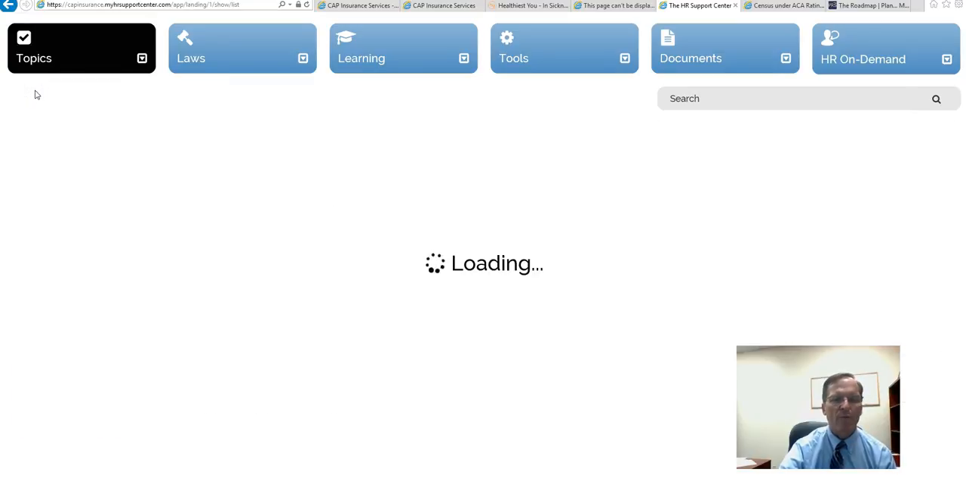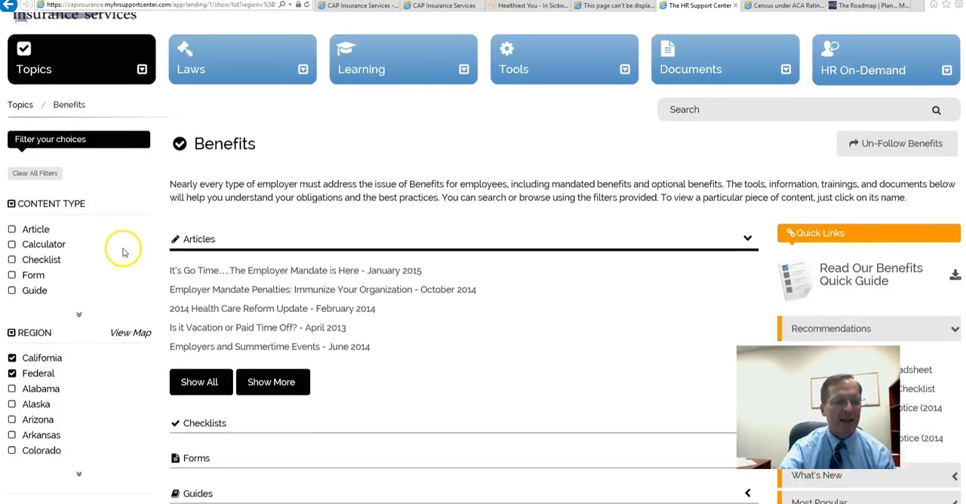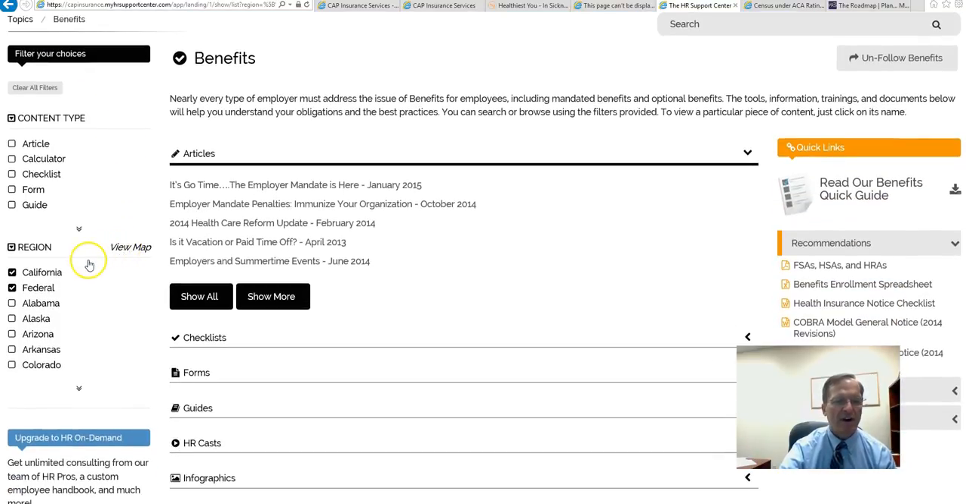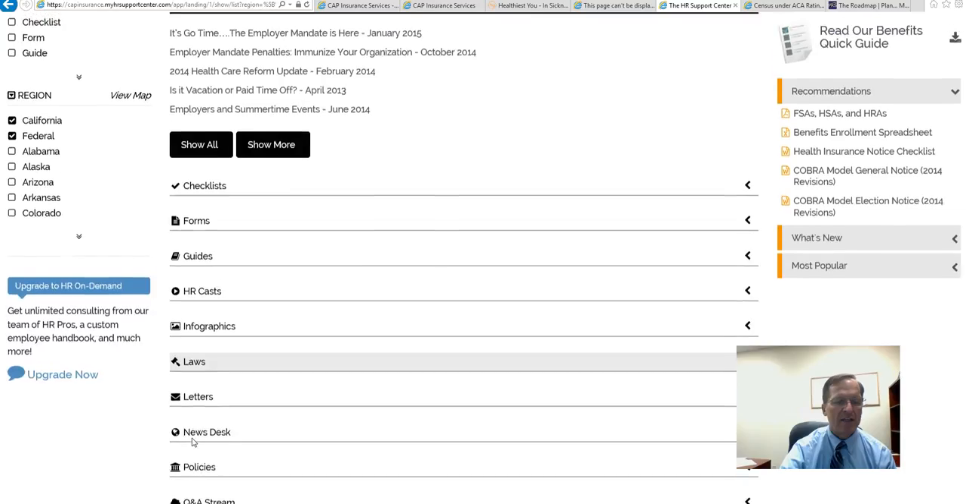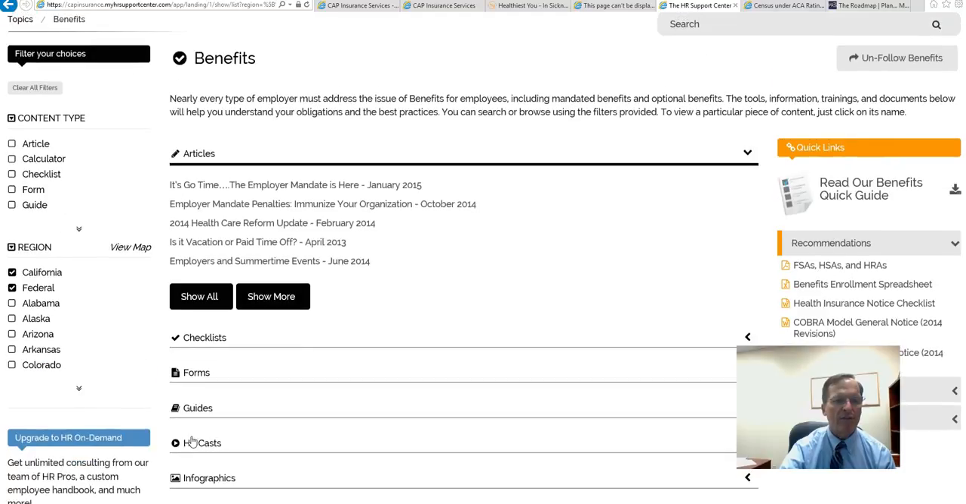So if you want to find out more about benefits, you can simply click that, and then you can find out about benefits as they deal with California and the federal government. When you go down here and look at it, you have access to forms, guides, webcasts, infographics, laws, and letters. So what you get is a plethora of good information.